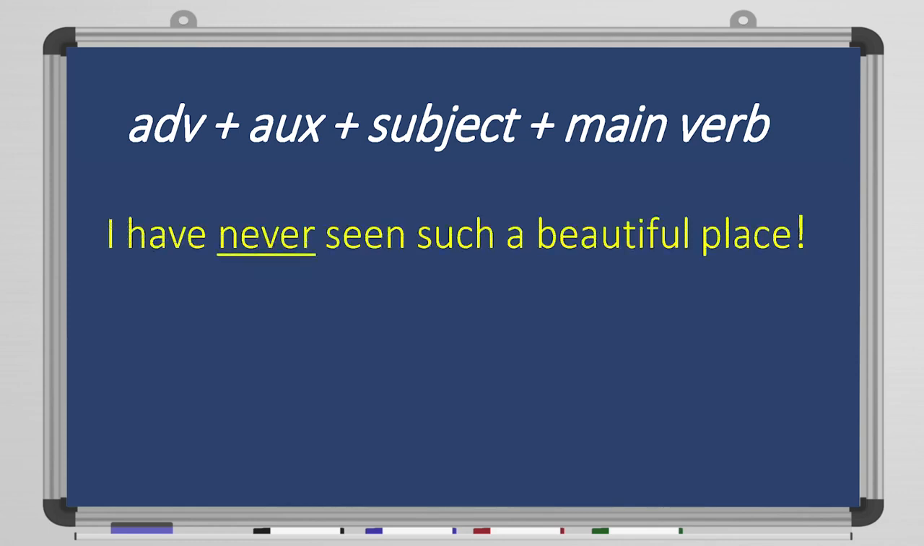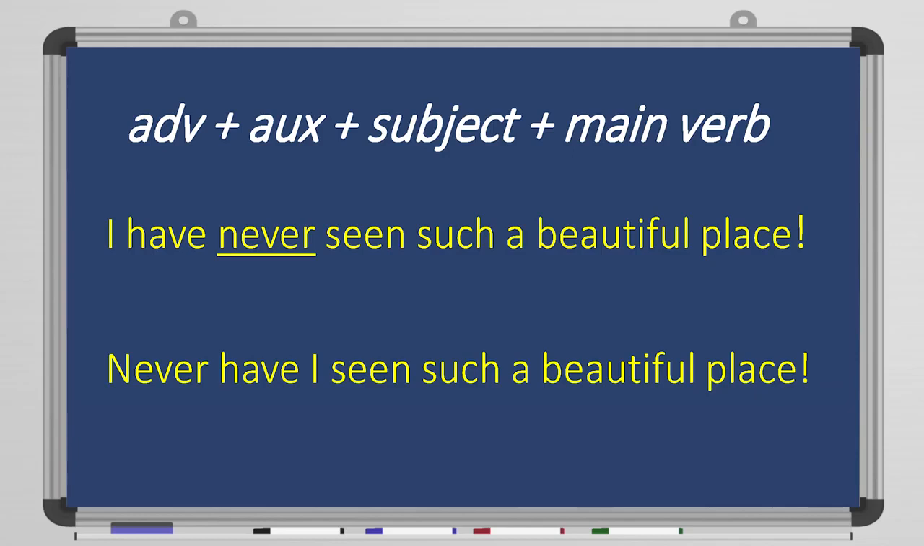Let's see how we applied that equation to the first sentence that we took. I have never seen such a beautiful place. This is our regular sentence. Let's give it a little bit of emphasis. Where's our adverb? It's never. Exactly, it's never. So we're going to start with it. Never, and then we're going to add our auxiliary. Where is it? Or our modal. Have. Never, have. And then what do we add? We add the subject. Never have I. Then we add our main verb, seen such a beautiful place.